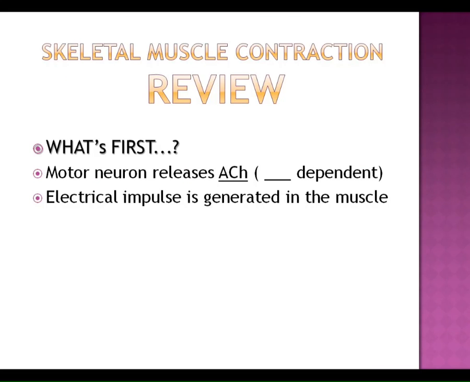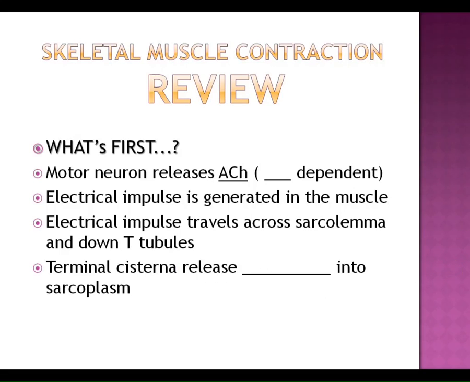So let's do it one more time. Motor neuron releases ACH, which is calcium dependent. Electrical impulse is generated on the muscle cell membrane, which we call the sarcolemma. It dives down the T-tubule. The terminal cisterna releases calcium. So here's our two uses of calcium right there. Test question. Ding, ding, ding, ding, ding.